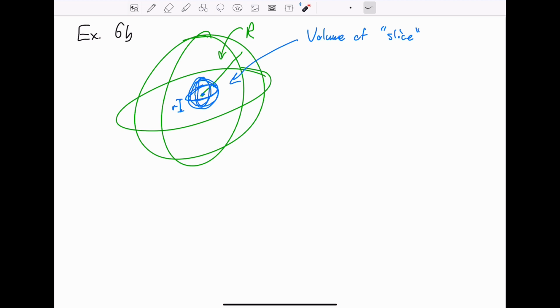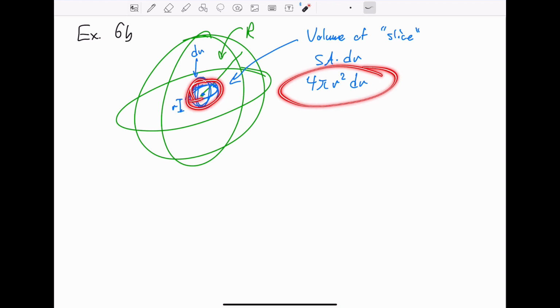So now we want an expression for the volume of this slice. How do we find this? Well, this is going to be the surface area of this spherical slice times its thickness. The thickness is some little change in the radius. The thickness here we can call dr. That's how thick this slice is. So the volume we can find by taking the surface area times the thickness, dr. Surface area of a sphere is 4 pi r squared. So this expression gives us the volume of one of these spherical shells.